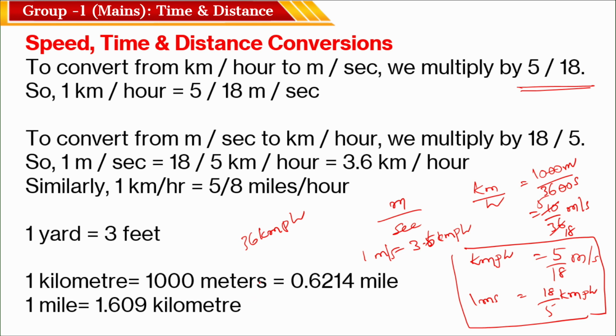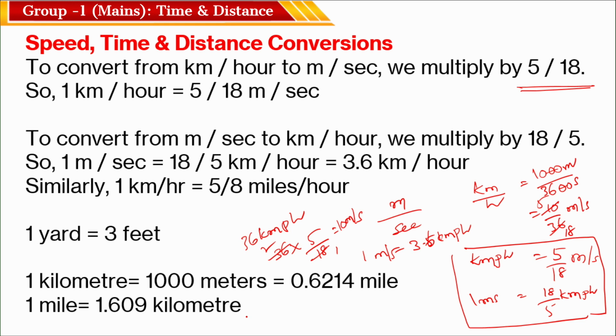What you have to do? 36 into 5 by 18: 18 ones are 18, 18 twos are 36, which means 10 meter per second. So, 36 kilometer per hour is equal to 10 meter per second. Like this, a value in kilometer per hour can be converted in terms of meter per second. Okay.